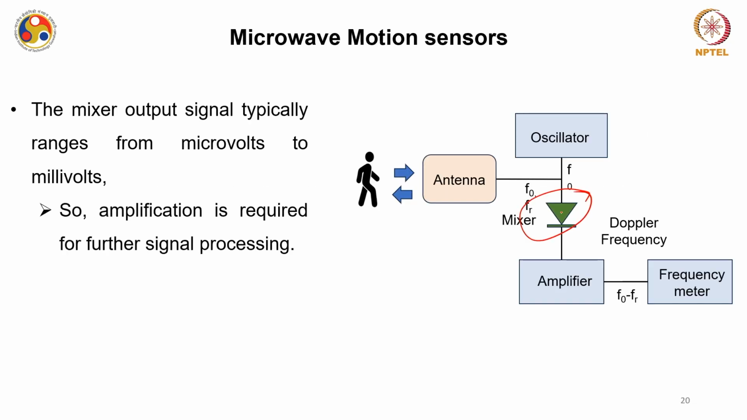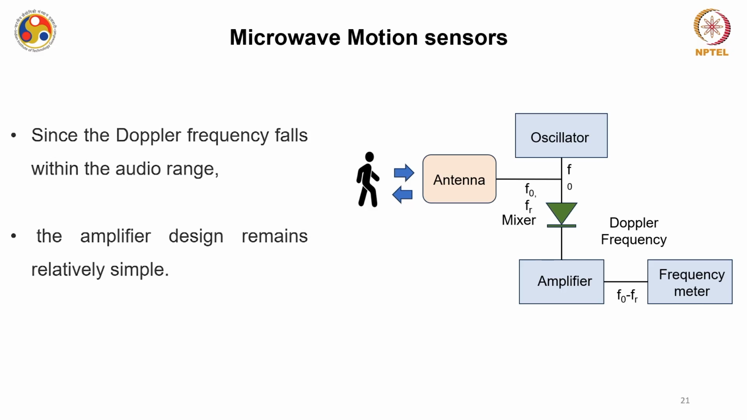Now, my signal has reached the mixer. Something will come out of this mixer, the frequency that we have already seen. Now, this mixer output signal typically ranges, in terms of voltage, from microvolt to millivolt for a good amount of movement. Now, these voltages are very small, therefore we need preamplification. So we have an amplifier for further signal processing. Since this Doppler frequency falls within the audio range, the amplifier design remains relatively simpler.